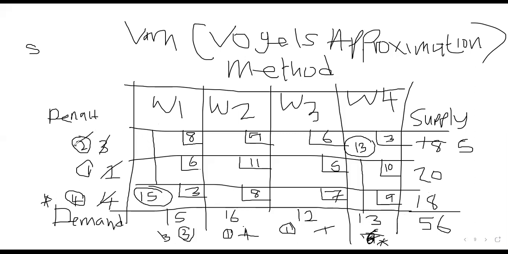So with these penalties, we go and find the fresh penalties. This one is closed, so it is 9 minus 6, which is 3. Then here 11 minus 5 is 6 as a penalty. Then here it will be a penalty of 1. The penalty here is still 1, and here also it is still 1. So the highest penalty is actually 6.